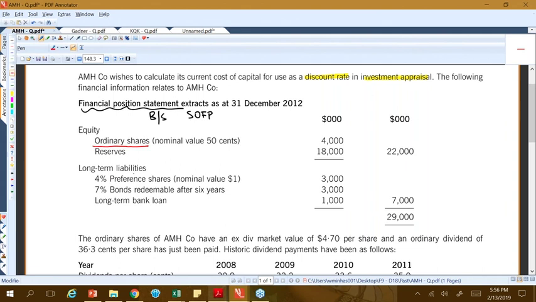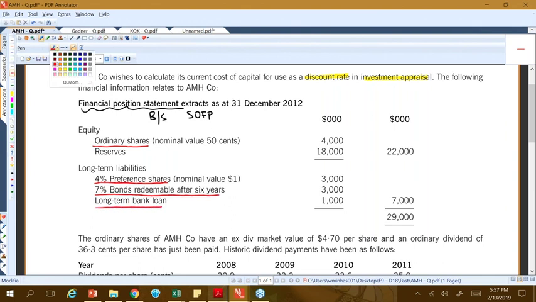Then within the long-term liabilities, I also have 4% preference shares, which is basically a form of equity. But the reason it is being shown differently here is because it has some features of debt, like the fixed income which the providers can get. So 4% preference shares. Then we have 7% bonds redeemable after 6 years, and we have a long-term bank loan.